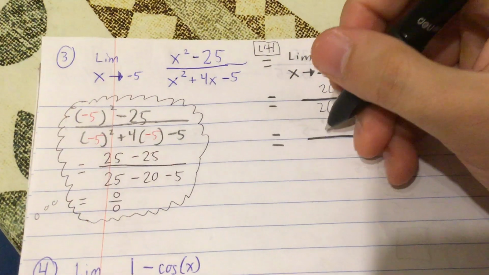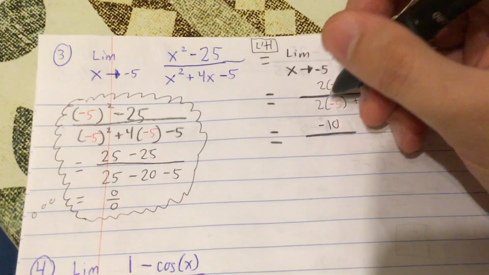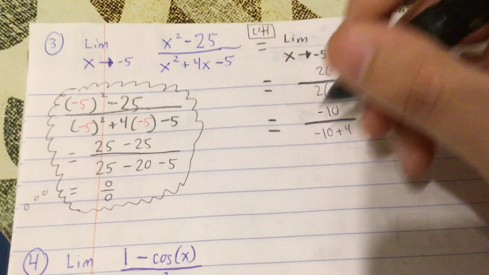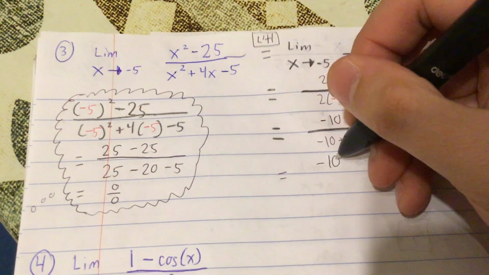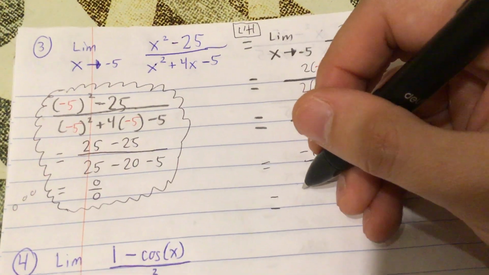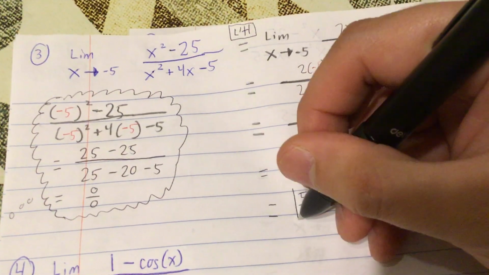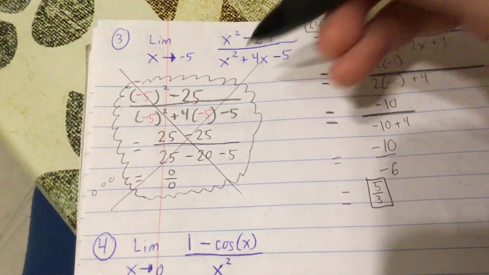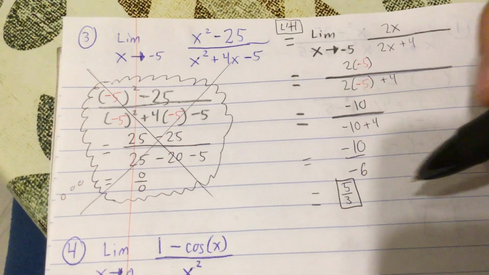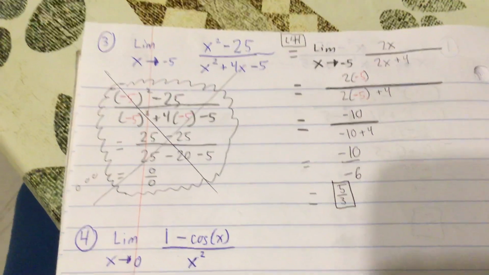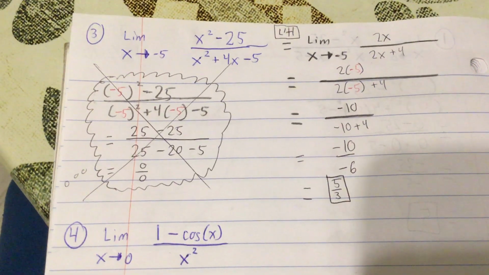So 2 times negative 5 is negative 10, and I'm going to add 4. So that's negative 10 over negative 6, or, you know what, same thing, 5/3. As x gets closer and closer to negative 5, y gets closer and closer to 5/3, but that point, negative 5 comma 5/3, does not actually exist. So therefore, x equals negative 5 is a discontinuous point.